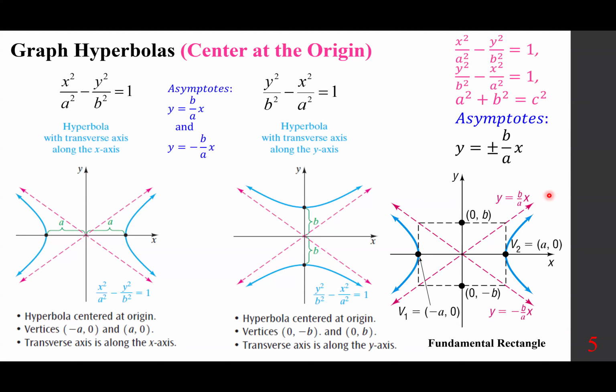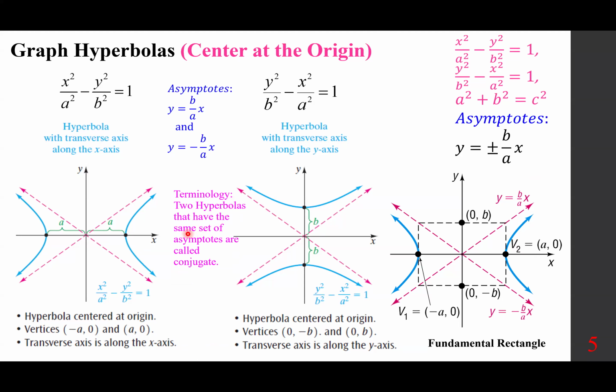So in short, x squared over a squared minus y squared over b squared equals 1, or y squared over b squared minus x squared over a squared equals 1. In both cases, a squared plus b squared equals c squared, because c, the focus, is here somewhere, and the distance from here to the center is c. And c is always larger than a and b in the case of a hyperbola, which is not the case for an ellipse.